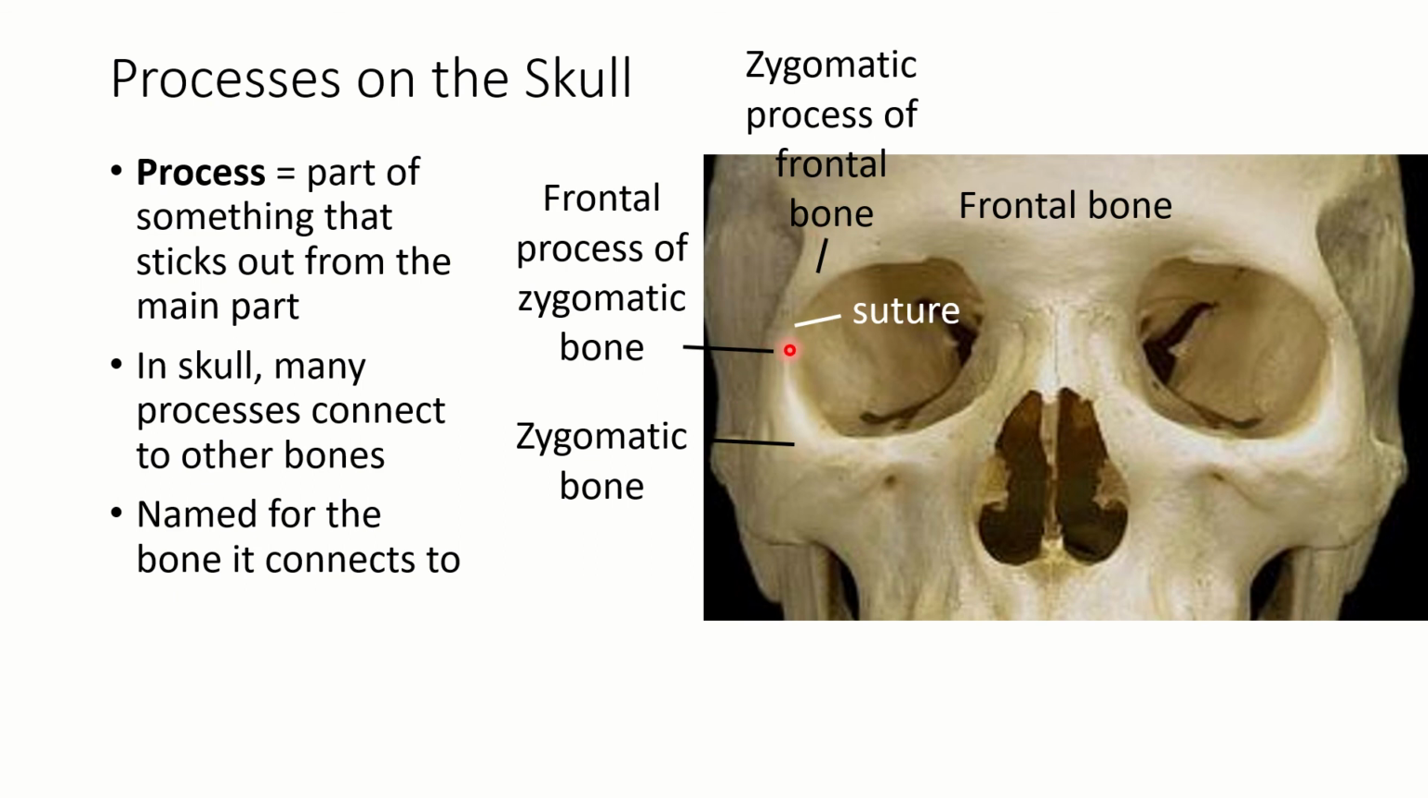So this process is the frontal process of the zygomatic bone. Okay, it's part of the zygomatic bone, so it's of the zygomatic bone. It is part of this bone, zygomatic. It's the frontal process because it's going to the frontal bone. Okay, this is a process that's part of the frontal bone. It's going to the zygomatic bone. So this is the zygomatic process of the frontal bone.